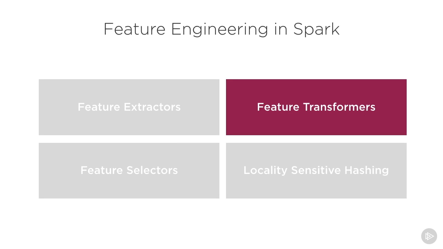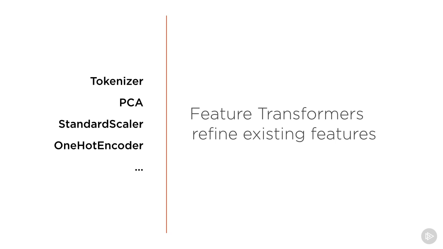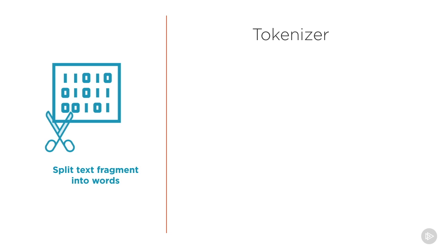In this clip, we'll take a look at some examples of feature transformers. Feature transformers are used to refine features which already exist within your dataset. Tokenizers, principal components analysis, scaling and normalizing your data are all part of feature transformation. Tokenizers are typically used with text data.